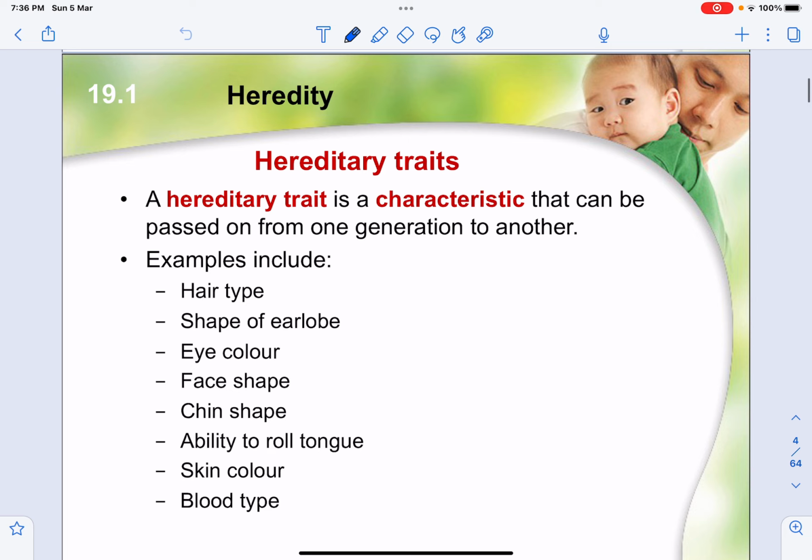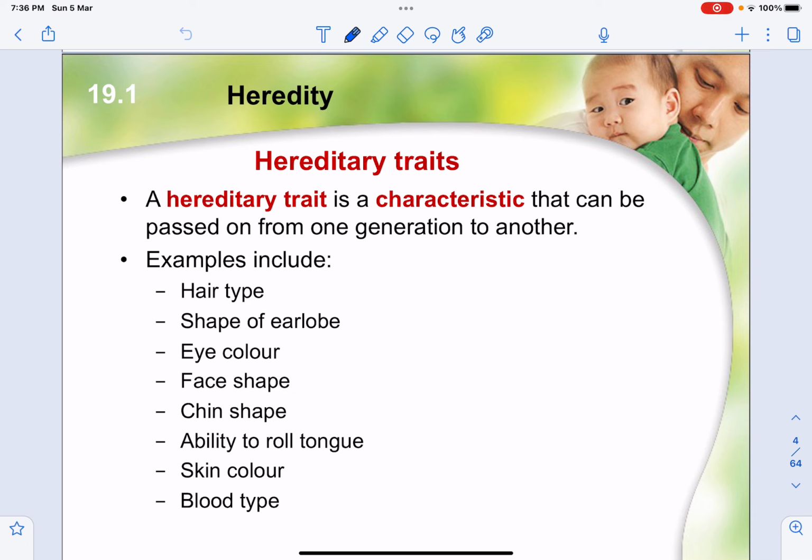So hereditary traits, right, is basically these characteristics that can be passed on from one generation to another. So what this actually meant is, let's say, from your parents' generation, let's say they have brown eyes. These characteristics of brown eyes being passed down to, let's say, the children or the offsprings having the similar brown eyes is an example of hereditary traits.